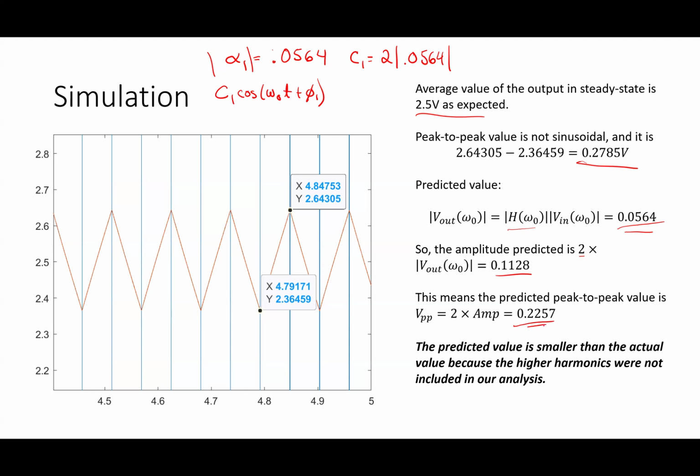So this is what was predicted. My actual ripple is a little bit higher, and the reason is that I didn't take into account all the other harmonics that are also in this signal. There's a lot going on there.